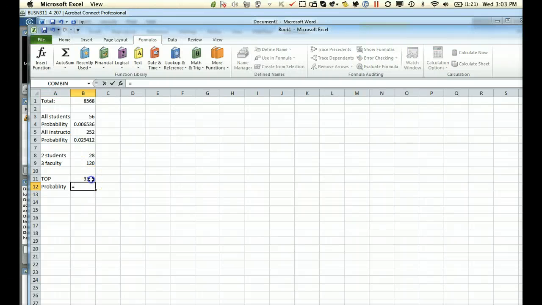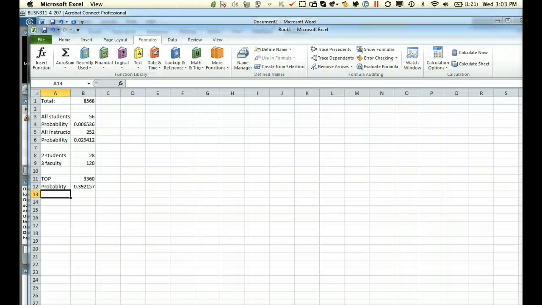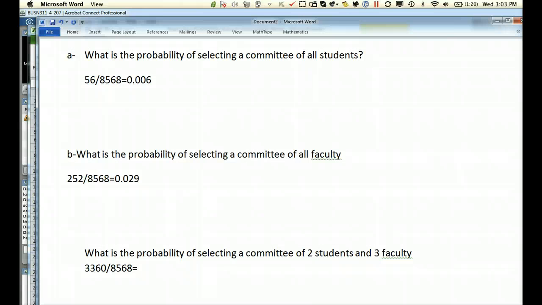Then I'm going to go ahead and find the probability by dividing. 0.392. So again, you could show your work to how you got that. And let's look at how we can use probability and combinations in conjunction with each other.